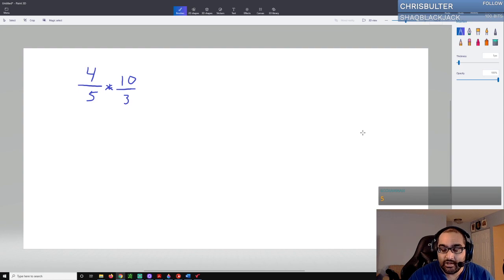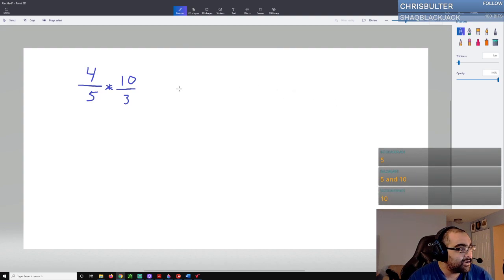Okay, 5 and 10, good. Each of these has to pair up with a number on the other side. So we're going to divide each of these by 5, since that's the factor in common here. Remember, 5 divided by 5 is 1, and 10 divided by 5 is 2.